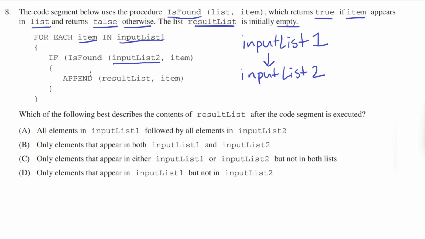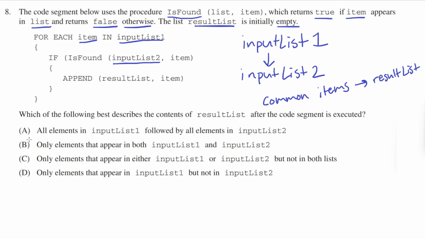And if it is, then what we're going to do is append, meaning add to the result list, which was initially empty, that item that is in list 1 but was found in list 2. So that means common items, meaning items that are in list 1 that were found in list 2, are appended to result list. So result list is just going to be a list of items that were both in list 1 and list 2. So it's going to be a list of items that are in both lists.